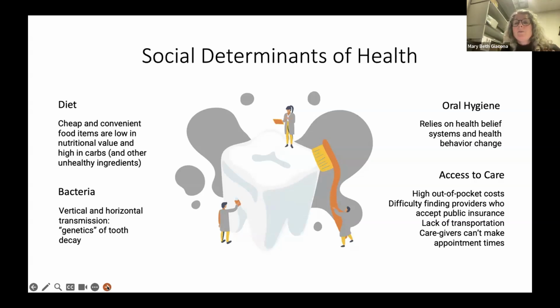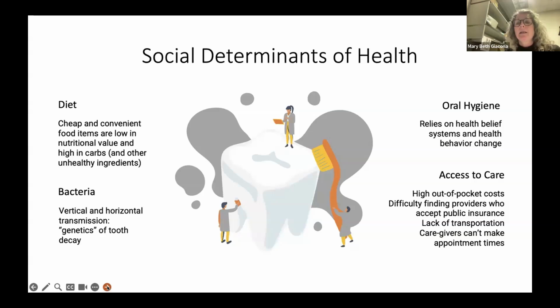That oral hygiene component. So in order to do good oral hygiene at home, it really relies on health belief systems and health behavior. Most people are not going to be compliant with what we would like to see happening in the home when it comes to home care and oral hygiene.